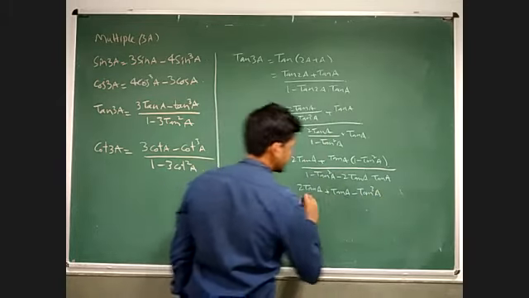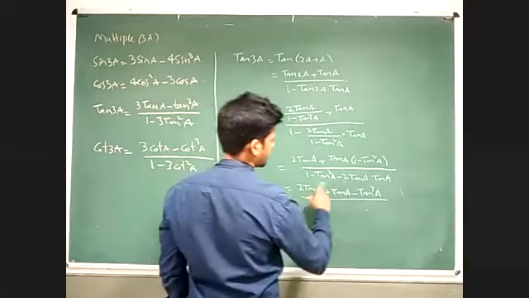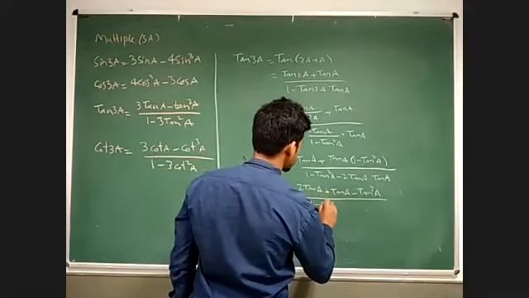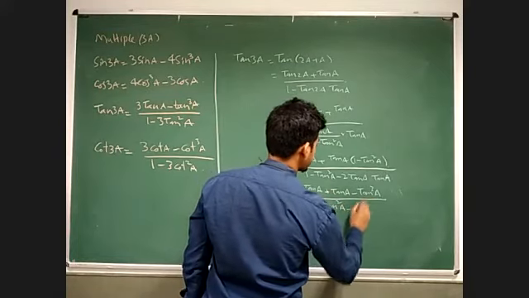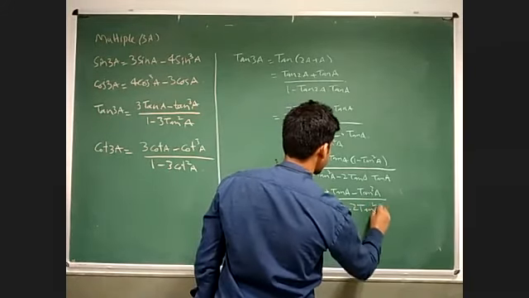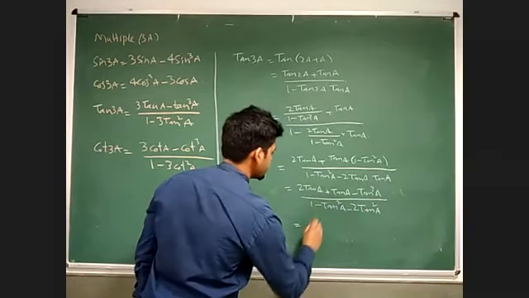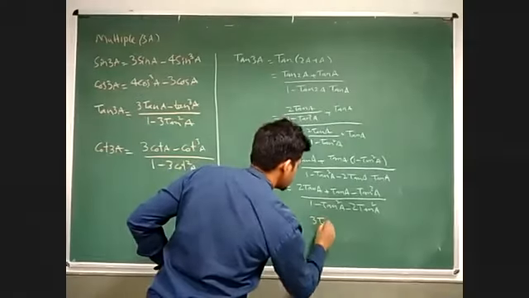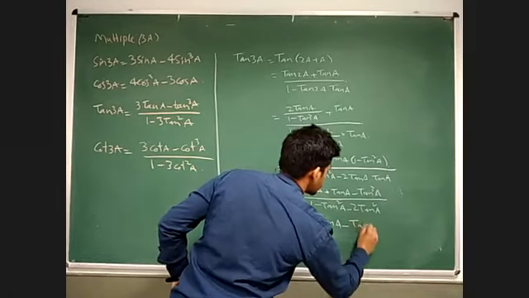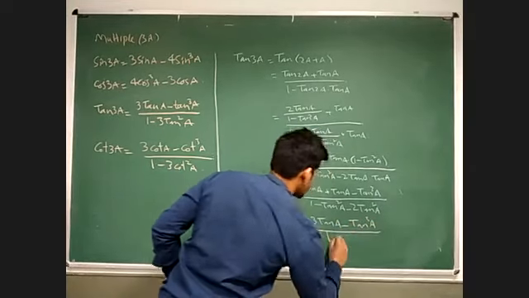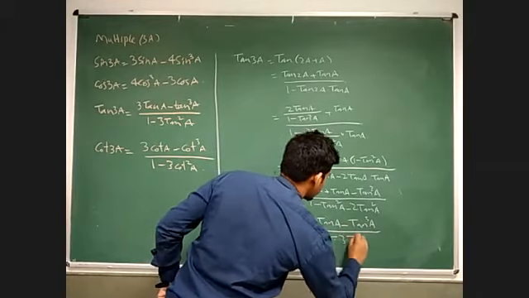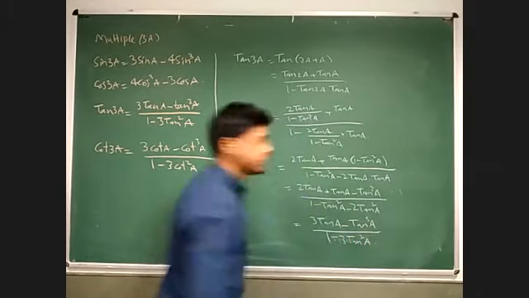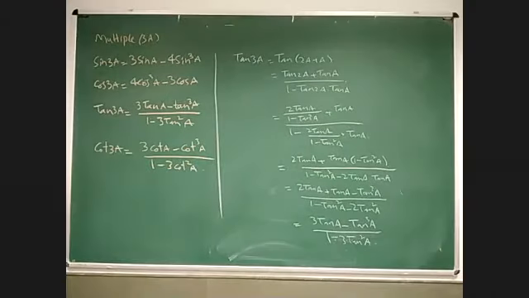Okay, here this will be 1 minus tan square A minus 2 tan square A. So just see here, 2 tan A plus tan A, this will be 3 tan A minus tan cube A, and here 1 minus 3 tan square A. Okay, so similarly you have to find cot 3A. I'm not going to solve cot 3A, you have to do it by yourself.